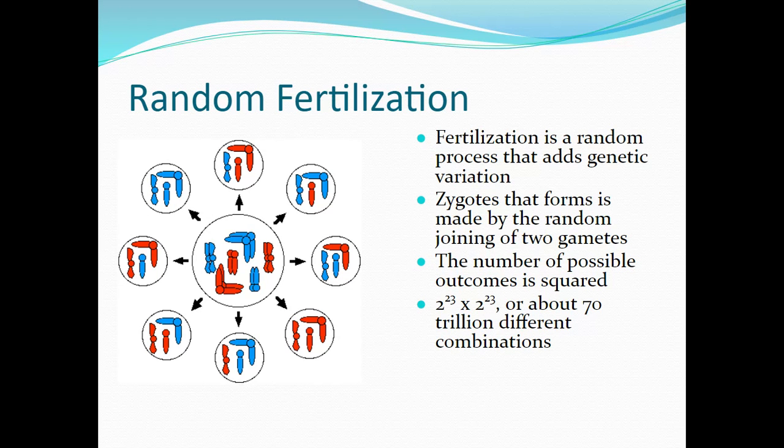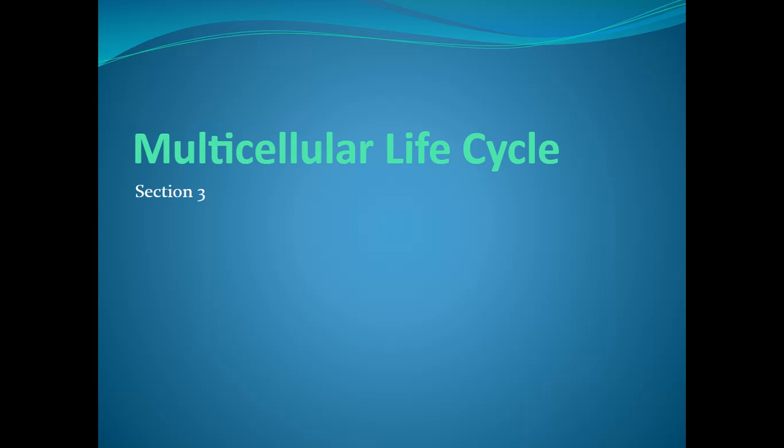Again, random fertilization, independent assortment, and crossing over, the 3 things that lead to the genetic diversity of organisms. And we're going to talk next on the multicellular life cycle, but not in this episode.